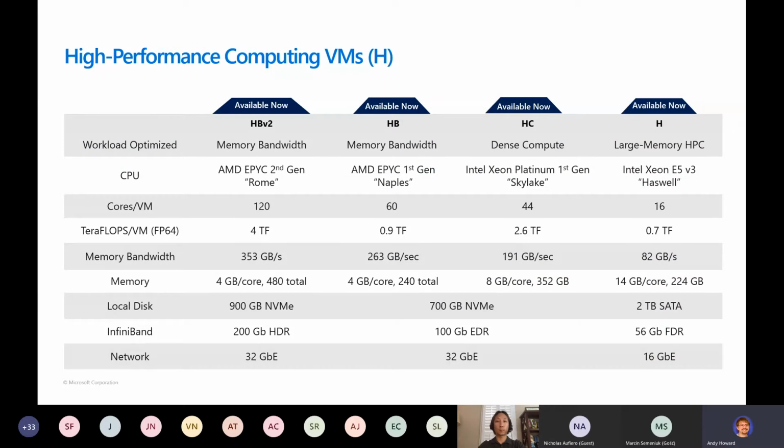If we look at the more detailed view here, HBv2 is our latest HPC VM type. It's based off of the AMD Rome architecture. It has 200 gig HDR InfiniBand and about 4 gigs of memory per core. Similar to that, we have the HB, which was the generation before HBv2. Both of those are the memory bandwidth optimized offerings that we have. And then we have the HC line, which is our Intel Skylake offering. If you notice, it has a little more memory per core because it's not really optimized for that memory bandwidth need.